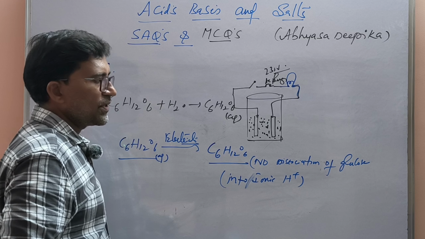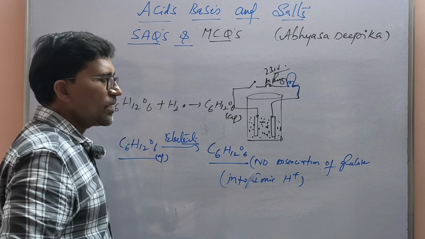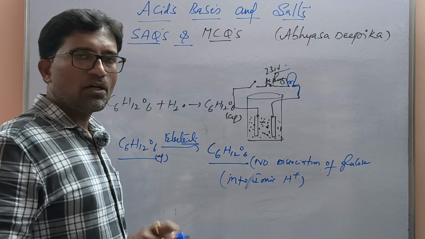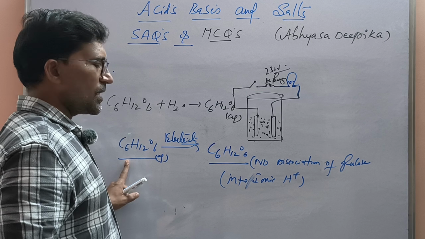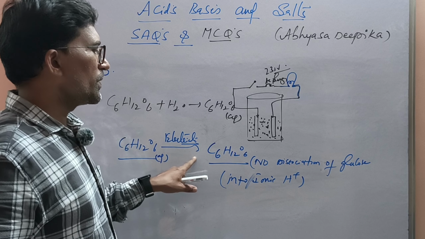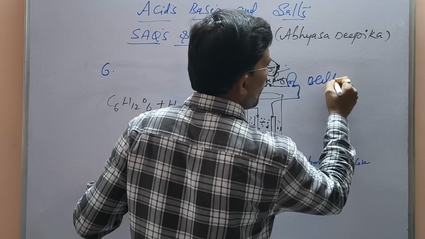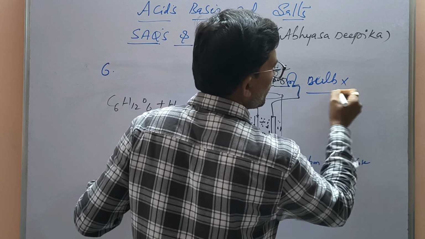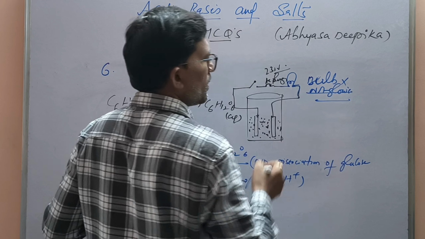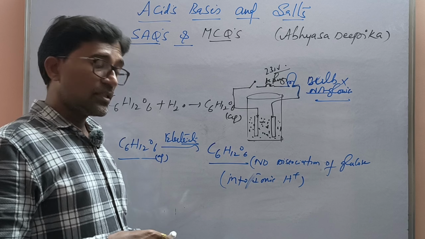Understood? What is the meaning of dissociation or ionization? Dissociation is also called ionization. Dissociate means breaking down. The process of breaking down of a given compound into corresponding ions is called ionization. So when you pass electricity through the glucose solution, it is not going to split into respective ions. Hence the bulb will not glow. Very, very important.